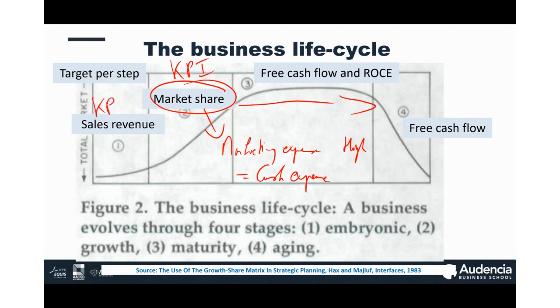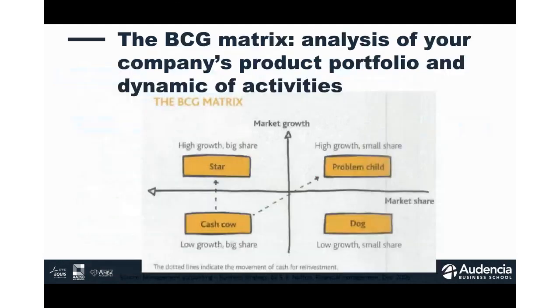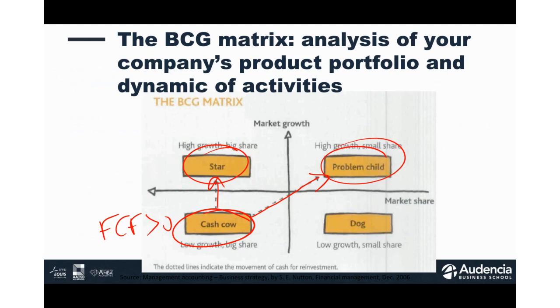So here I define some key performance indicators. Because you don't care anymore about the market share, now you can reduce the marketing expenses. You can increase the free cash flow. And with your positive free cash flow, now you can finance new stars, you can finance new problem child. So thanks to the old activity and the positive free cash flow, you can finance the new activities with negative free cash flows.